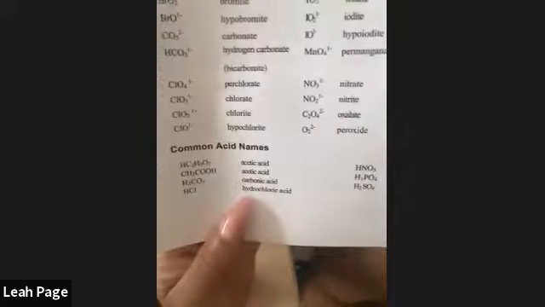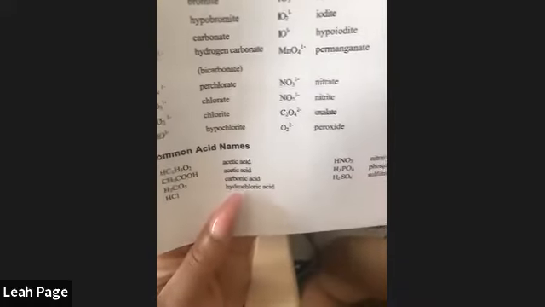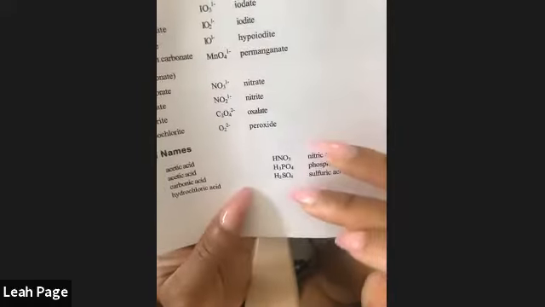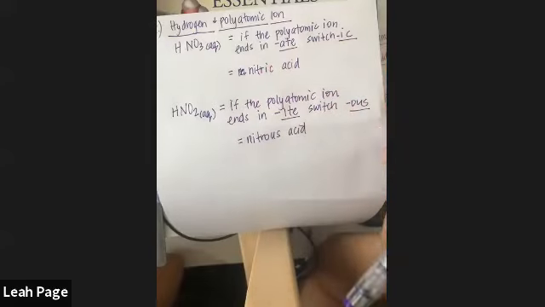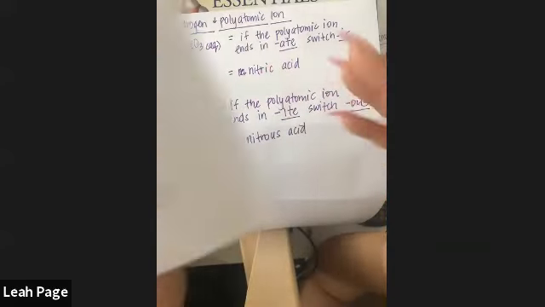Now, I just have a list of them here. They're just common acid names, but the rules still apply. You can still follow the rule. You don't have to memorize this or anything. You can just follow the rule. If it ends in ATE, change it to IC. If it ends in ITE, change it to OUS.